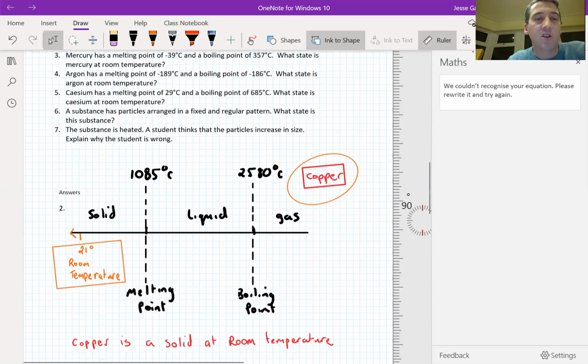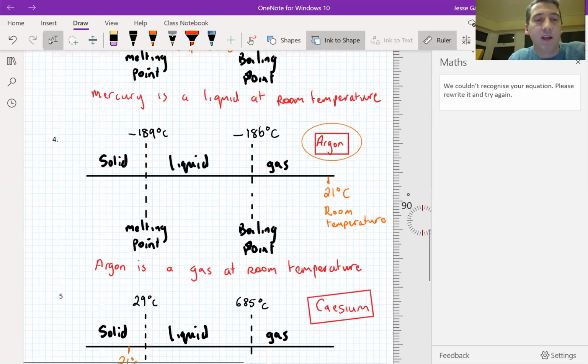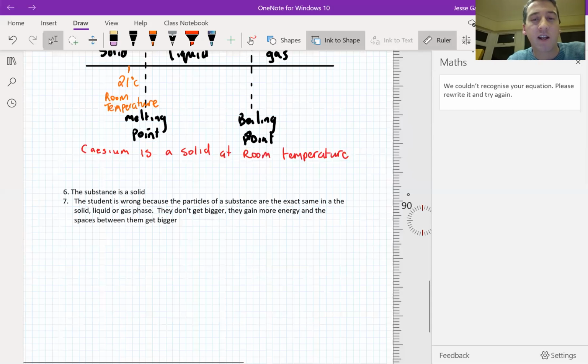And last question. The substance is heated. A student thinks that the particles increase in size. Explain why this is wrong. Well, the correct explanation there is that the student is wrong because the particles of a substance are the exact same in the solid, liquid, or gas states. Gas phase or gas state, same thing. They do not get bigger. What they do is they gain more energy and the spaces between them get bigger. But the particles themselves are identical, they're the exact same particles. So I hope that you wrote something like that, that the particles don't get bigger, that they just get more space between them and more energy. That would be a good explanation. If not, then you need to make the corrections now.